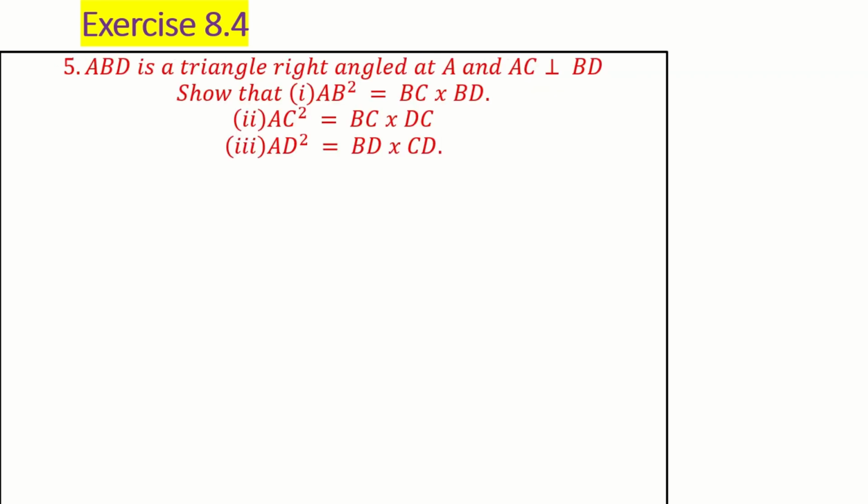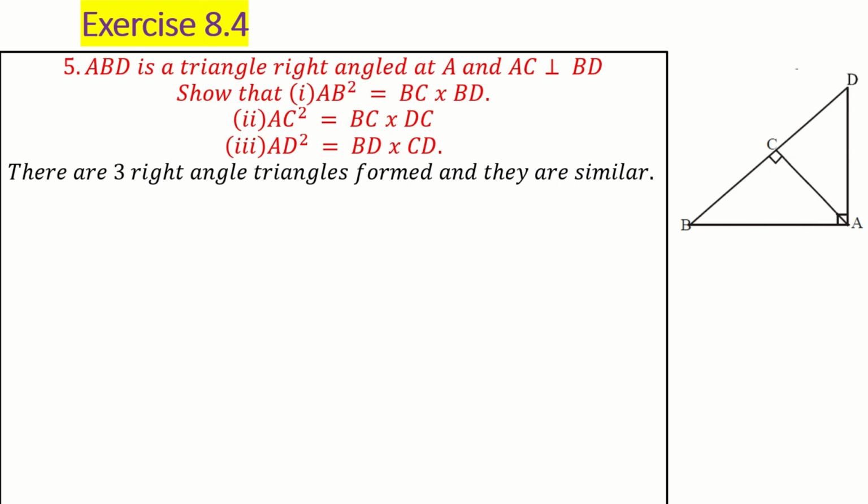Next, ABD is a triangle, right angle at A, and AC is perpendicular to BD. Show that AC square equal to BC into CD. Okay, so this is the picture. Right picture is there, so it's easy. This is what you should get. So how do you get it?